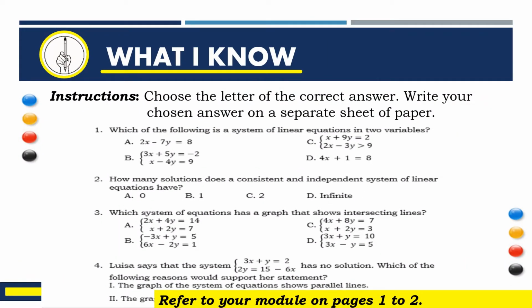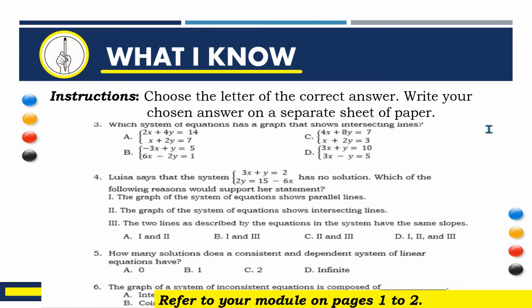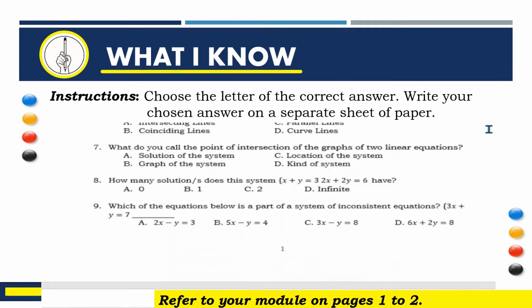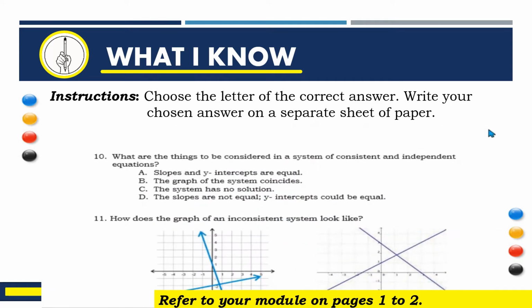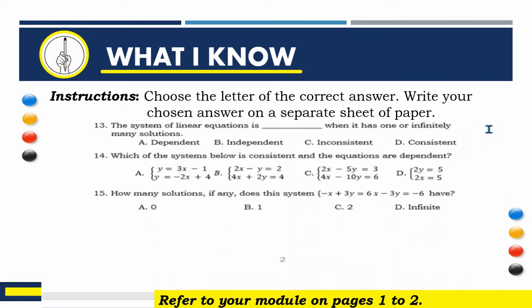Before we proceed to the discussion, let's find out first if you have pre-existing knowledge about the lessons in this module. What I Know. Instructions: choose the letter of the correct answer. Write your chosen answer on a separate sheet of paper. So you have here 1 to 15 items. And take note, you have to answer letters only.